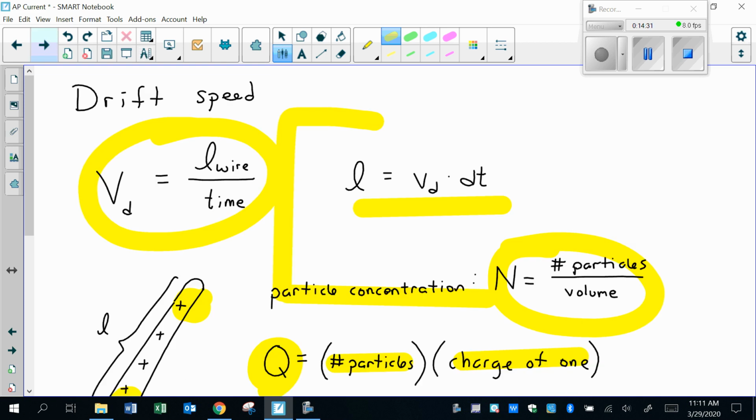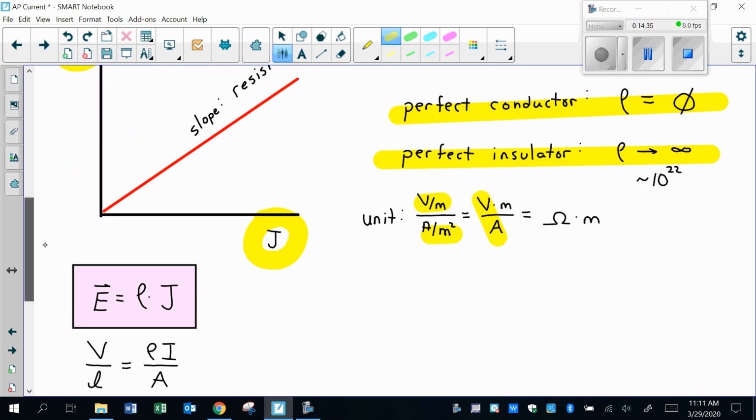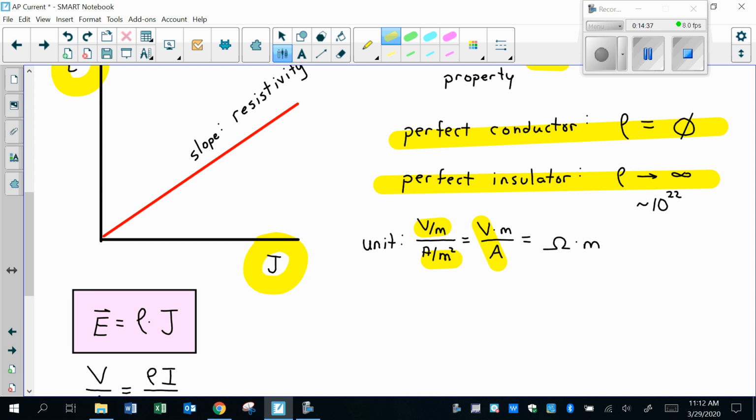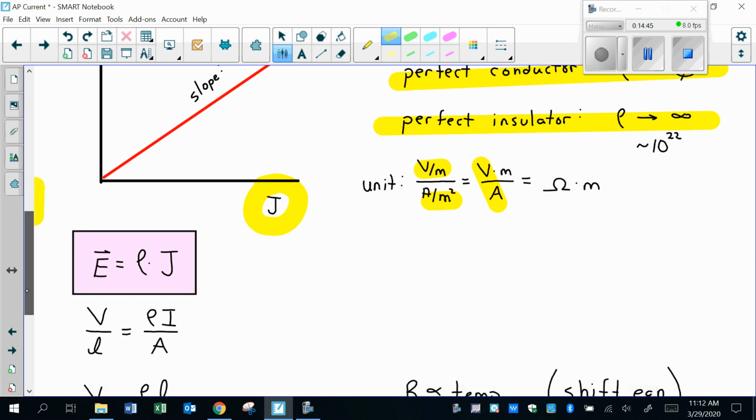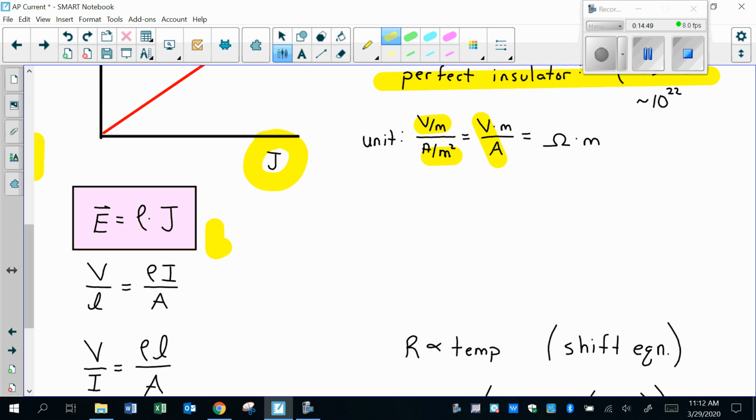Going forward to where we had our current density, we have an ohm meter. Ohm meter doesn't really have a lot of meaning when you say it out loud, but that is the unit of resistivity. So we come over here, and first we have an equation, basically the equation of our graph up here: the electric field is equal to the resistivity times our current density.